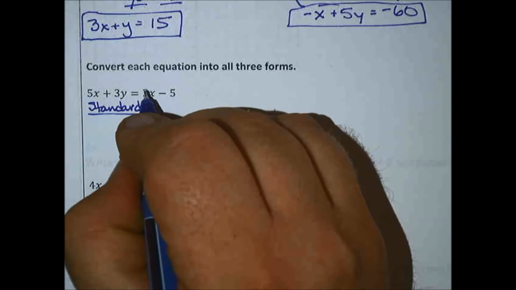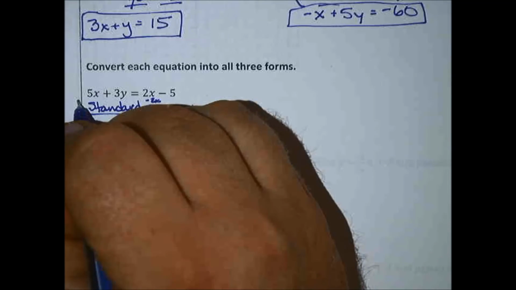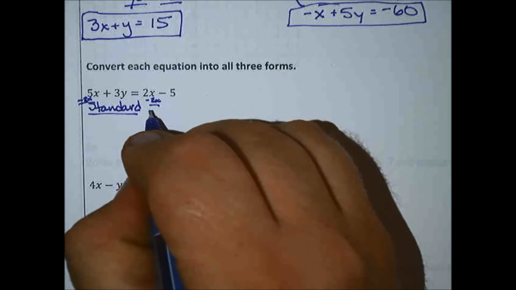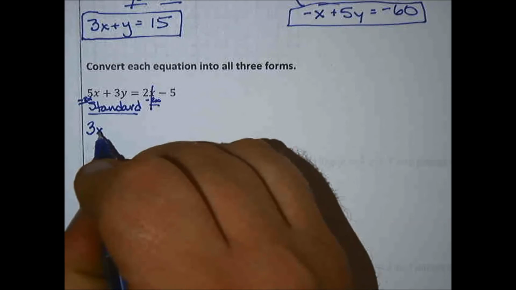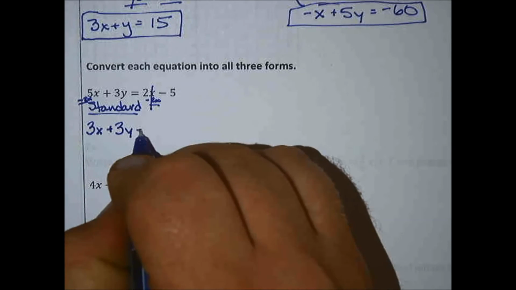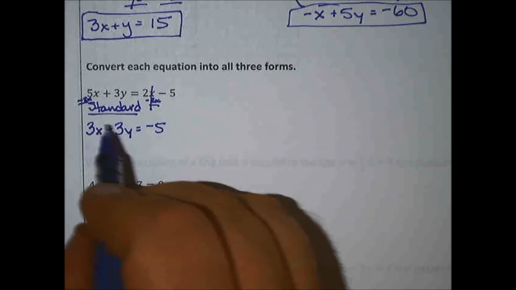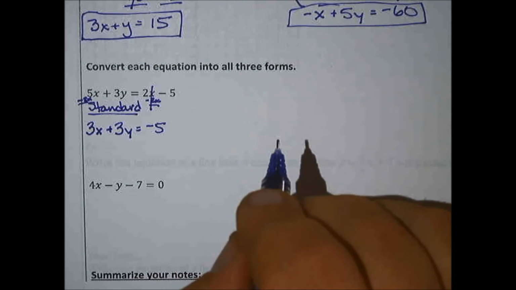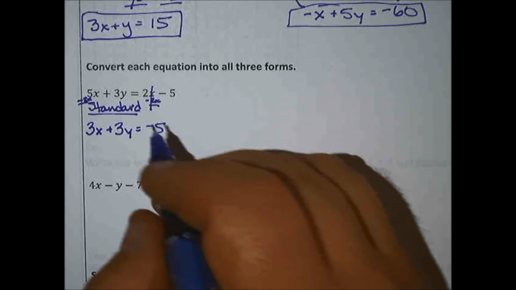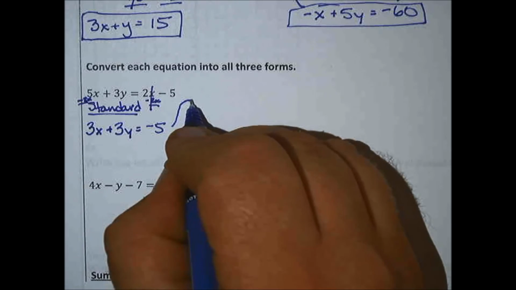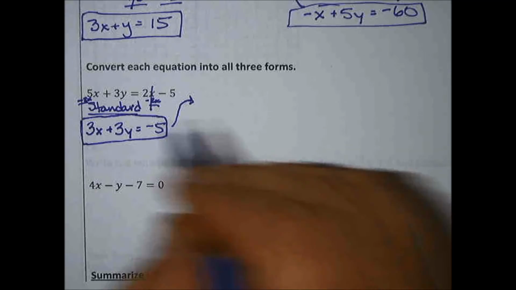The only thing I have to do is move this 2x over to the other side. So I'm going to subtract 2x. Kind of didn't give myself any room to do this. They cancel out over there. 5x minus 2x is going to leave us with 3x plus 3y equals my negative 5. Okay, so I have that. That's my standard form. If I'm going to go into slope-intercept form, it's pretty easy to do from standard form. I'm actually going to box this because this is part of my answer. That's the standard form equation.